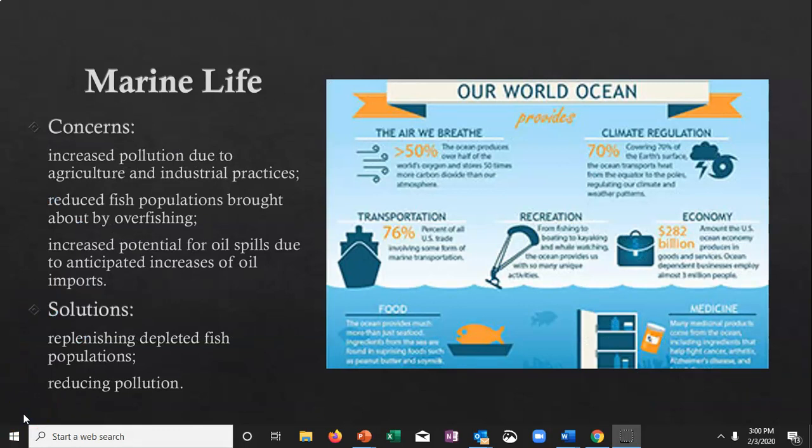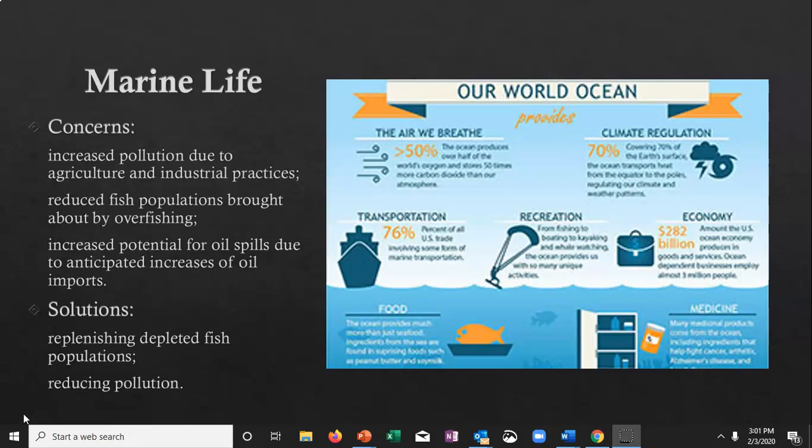So fresh water eventually ends up in the sea, and we also have concerns for our marine life. Concerns would include increased pollution, again because of agriculture and industry, also reduced fish populations because of overfishing, and increased potential for oil spills. We need oil, and a lot of times it might be underwater. And so drilling can cause oil spills like the Exxon Valdez and the BP oil spill in the Gulf of Mexico just recently in your lifetime.